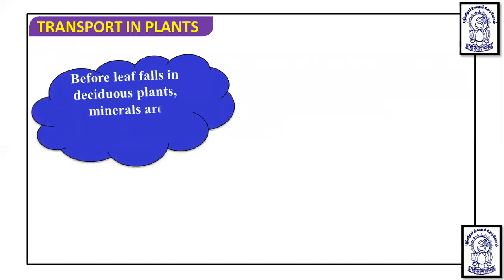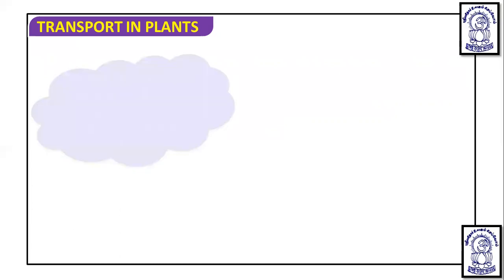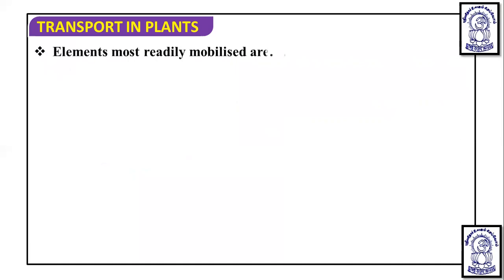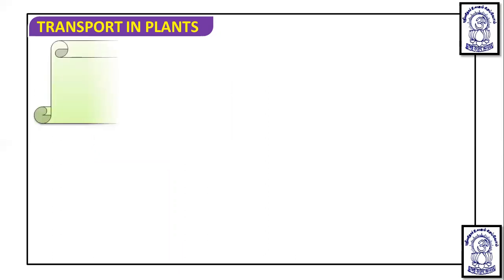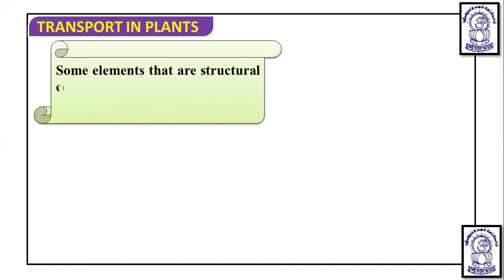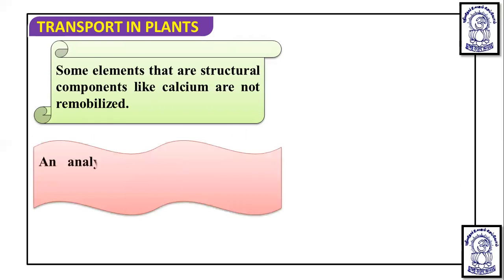Before leaf fall in deciduous plants, minerals are removed to other parts, obviously, and the elements most readily mobilized are phosphorus, nitrogen, potassium, and sulfur. Some elements that are structural components, like calcium, are not remobilized easily.